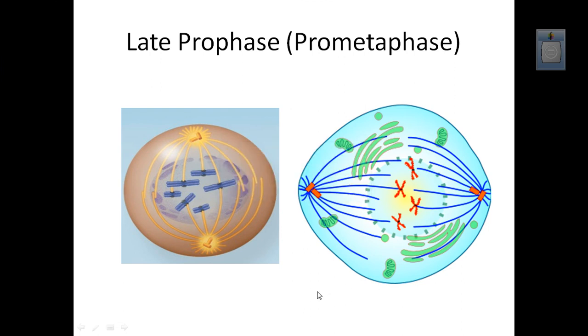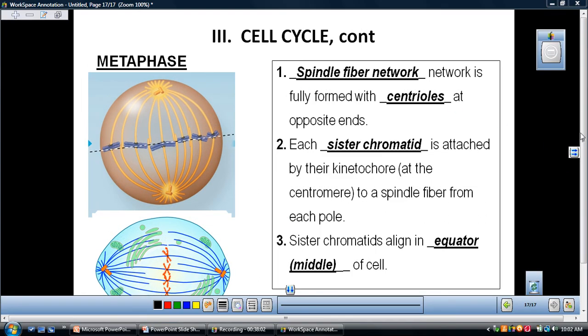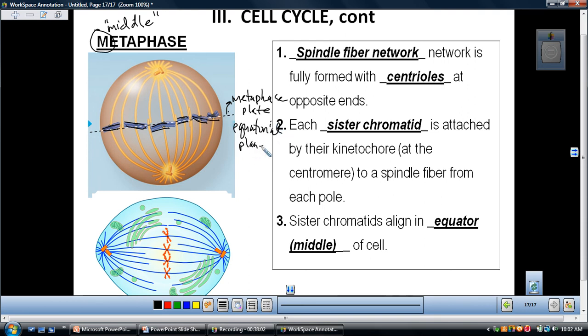Moving on to metaphase. One of my favorites because it's kind of quick. Okay, M for meta, M for middle. That's what I like to think of. So sister chromatids are lined up in the middle of the cell along an imaginary line. That's an imaginary line called the metaphase plate. Some people call it the equatorial plane, depends on the book that you're looking at. Okay, so sister chromatids line up in the middle.